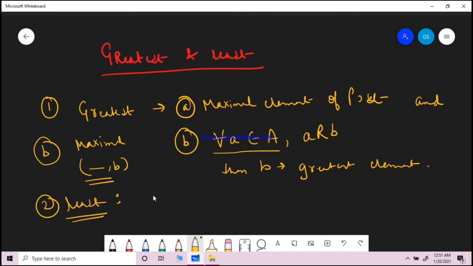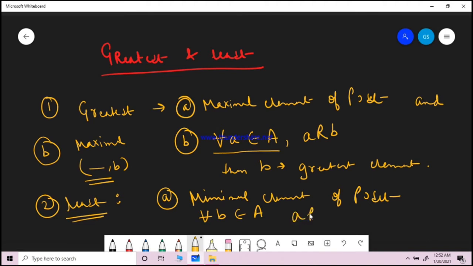How can you say that? Same, the first property: it has to be the minimal element of the set. Means we find out the greatest and least from the maximal and minimal only. And also for all elements B belonging to A, A is related to B, then A is least. If A is related to every other element of B, then A is least.